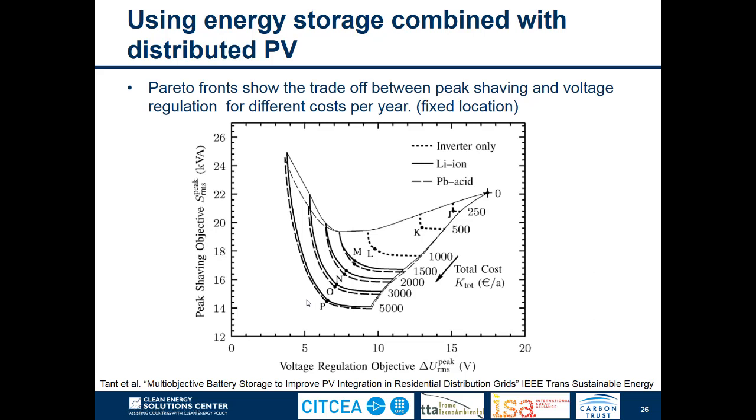If we consider different technologies for the batteries, and also see what happens when we are increasing the investment, where we are increasing the cost, we see another interesting Pareto front, which shows the trade-off between the peak shaving and voltage regulation, but in this case for different costs per year. We see that in this figure, the location is constant. We are not discussing the best location now. We are only seeing what happens when we are increasing our investment.